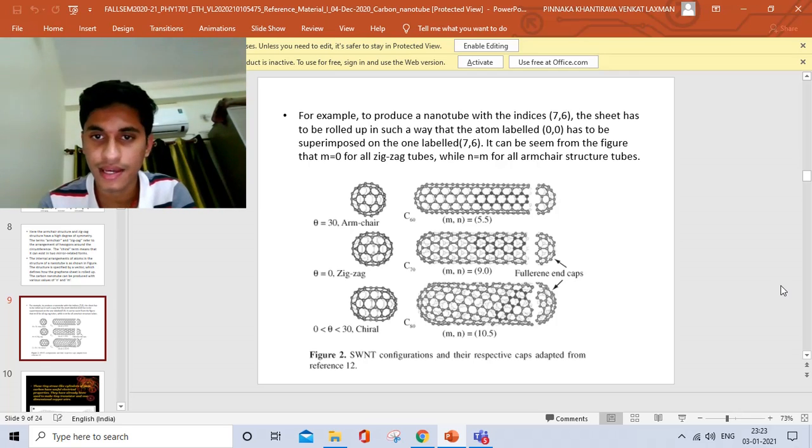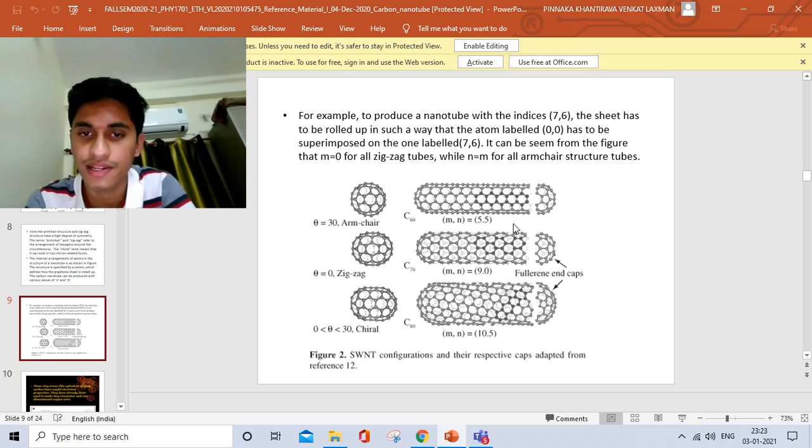Whatever the n comma m ordered pairs are, they vary with the different types of carbon nanomaterials. If theta is equal to 30 degrees, we get the armchair nanomaterial, which has C60, usually called Buckminsterfullerene in chemistry. Here n comma n for this type of structure is 5 comma 5. And coming to the zigzag shape, theta is equal to 0. Here, in the case of C70, the carbon atoms total 70, and the ordered pair m comma n is equal to 9 comma 0.